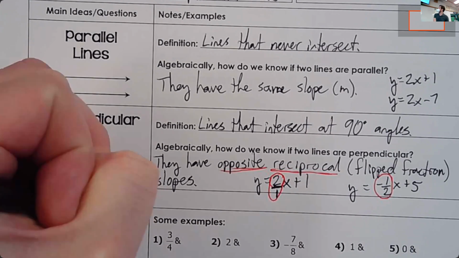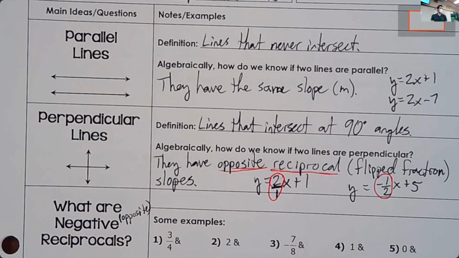So if you see negative reciprocal, it means the same thing as opposite reciprocal. I prefer the word opposite, because if a number starts negative and you say negative reciprocal, you're like, well, it's already negative, so I don't need to change it. Well, it's opposite, so we need to change negative to positive. So I prefer opposite. You will also see the word negative reciprocal.